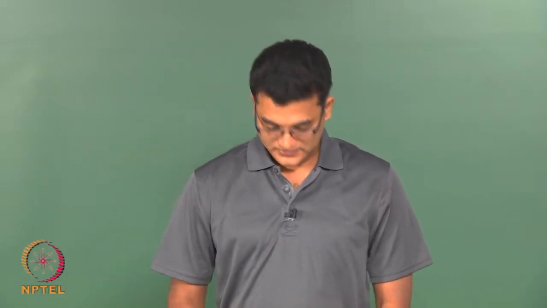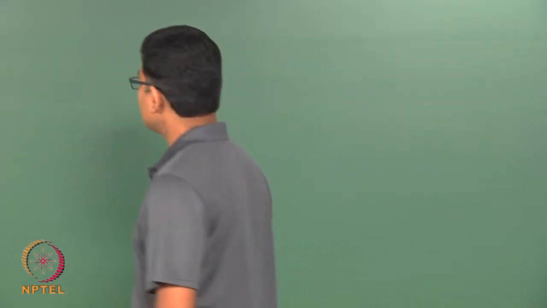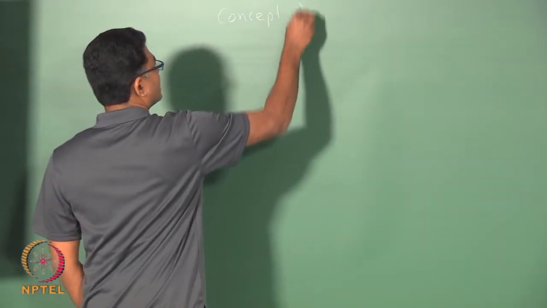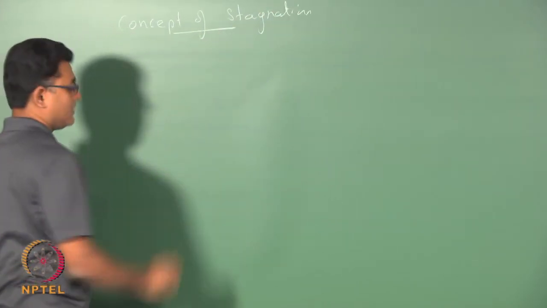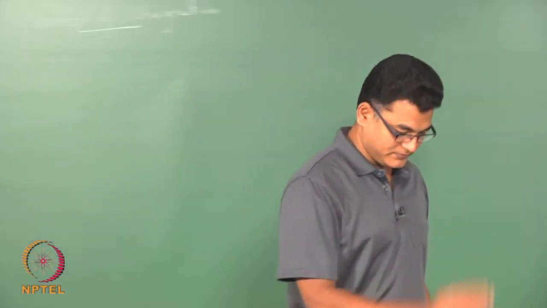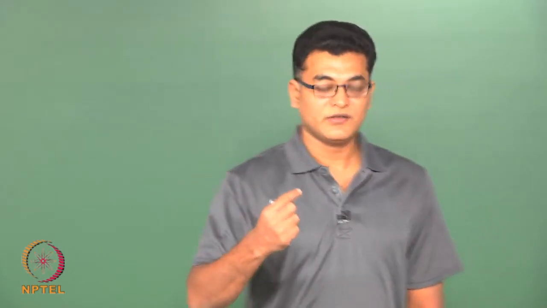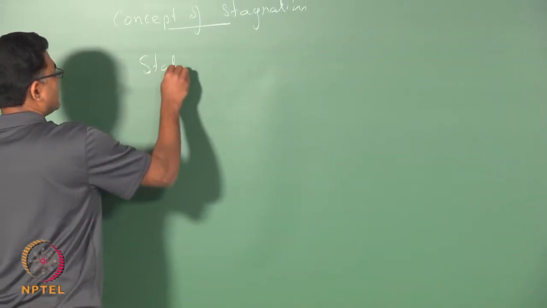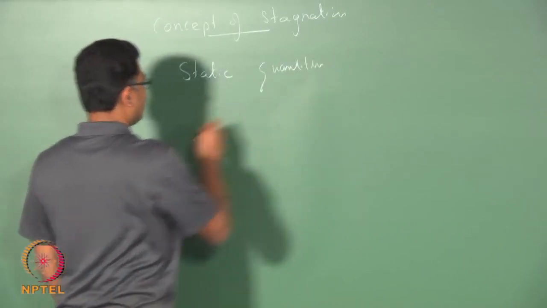In this class we are going to discuss a new concept, which is called stagnation quantities, or the stagnation concept. If I have a flow and I measure quantities while traveling along with the flow, what I would be getting is something called a static quantity.